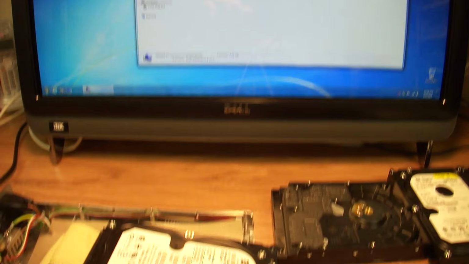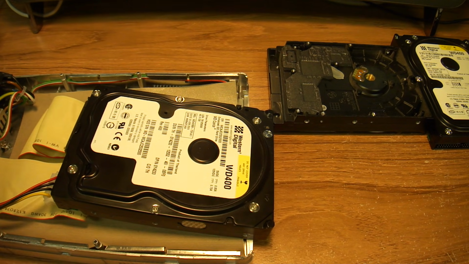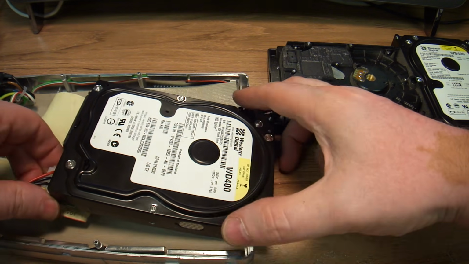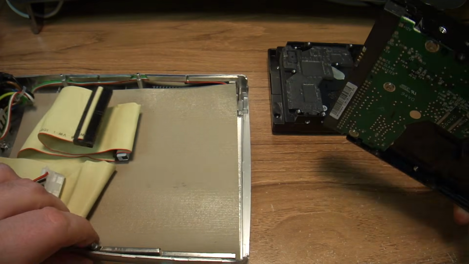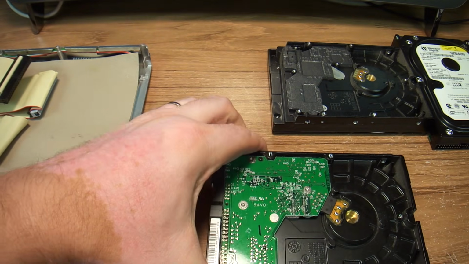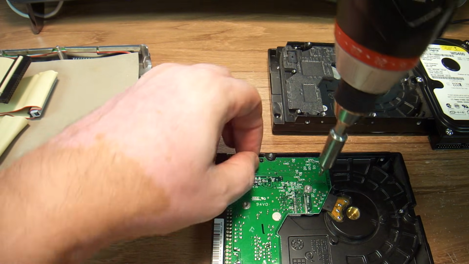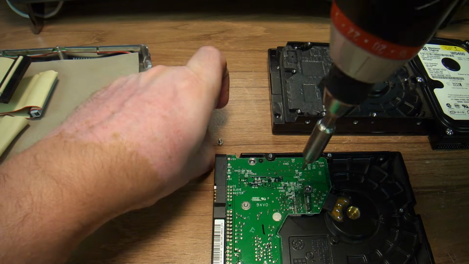So, before you start getting discouraged, if you have more than one donor, just keep going and see what will happen. So, we're going to take this board off.